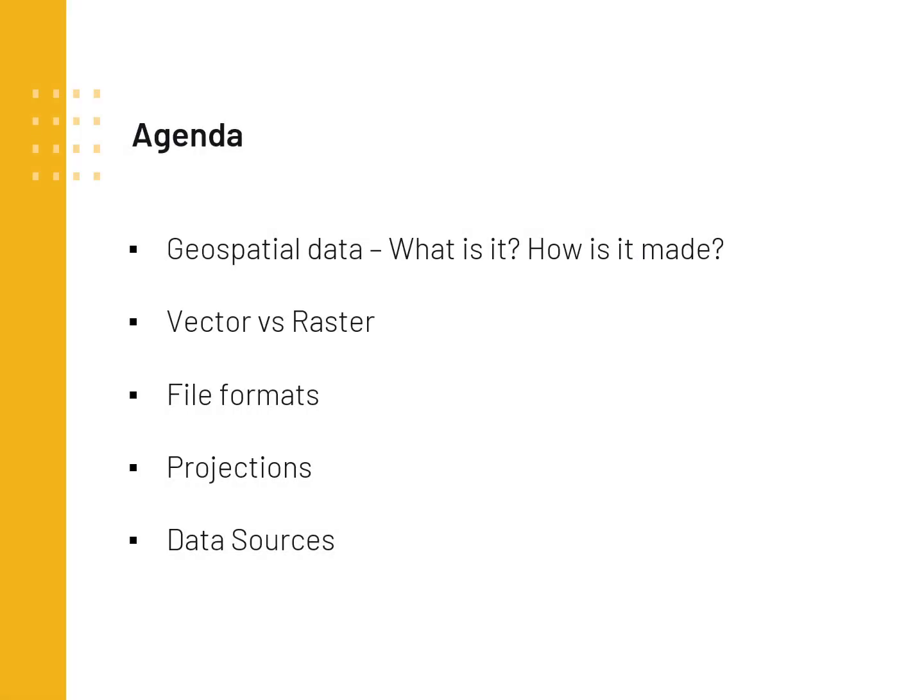What's on the agenda today? Well, we're going to start off by learning what geospatial data is and how it's made. Next, we're going to move on and compare vector GIS versus raster GIS. Next, we're going to go to file formats to make sure we understand what they are and which formats will come in to the various programs. Then we're going to learn a little bit about projections and data sources, where you can find various data and what you should be looking for.